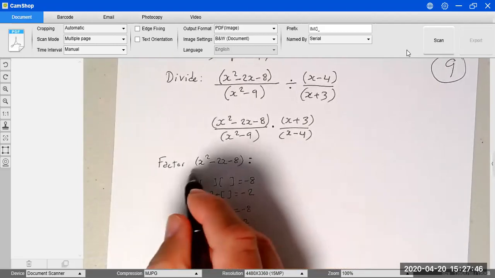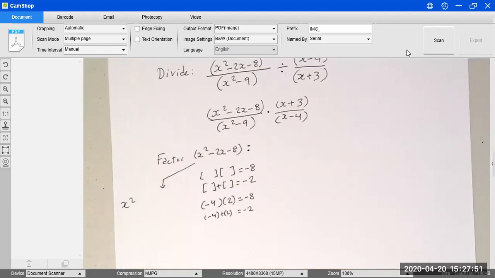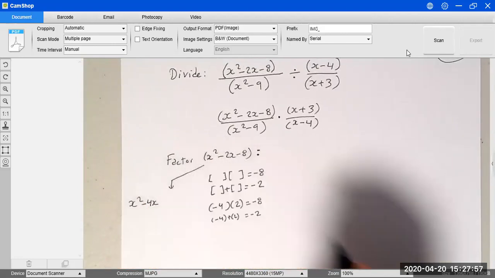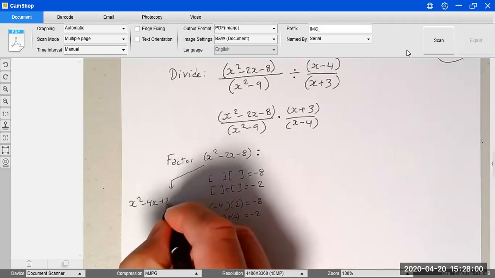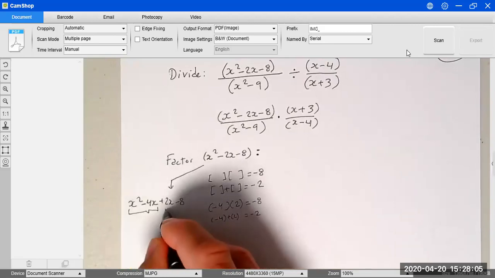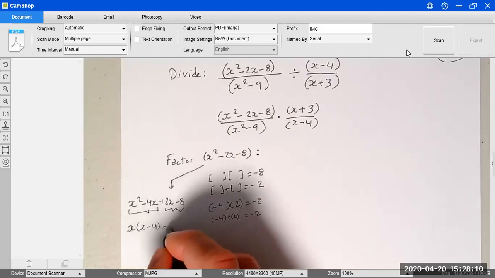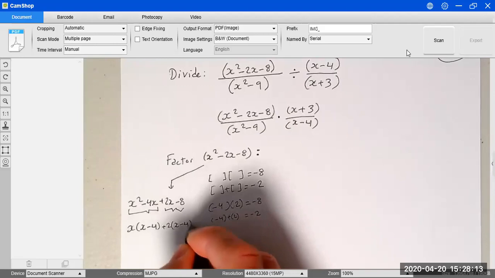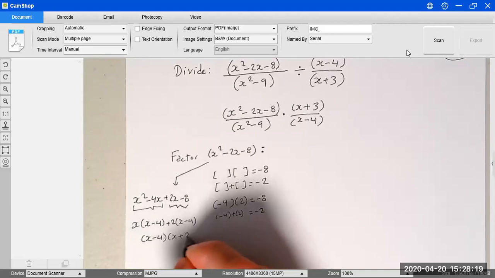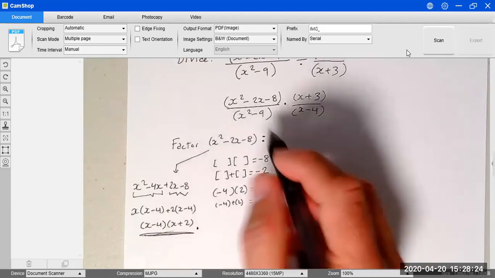So that means that you can write this as x squared minus 4x plus 2x minus 8. Then you do your factoring by grouping. So you're going to get x that multiplies x minus 4, plus 2 that multiplies x minus 4. So the final answer is just x minus 4 multiplying x plus 2. So that's the factor for the first one.